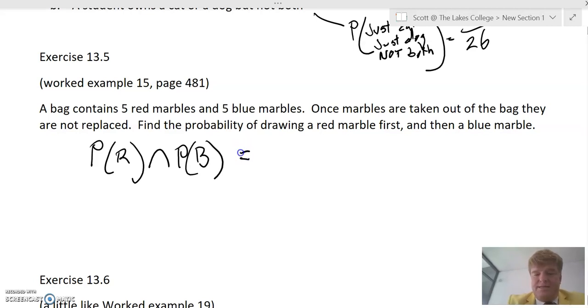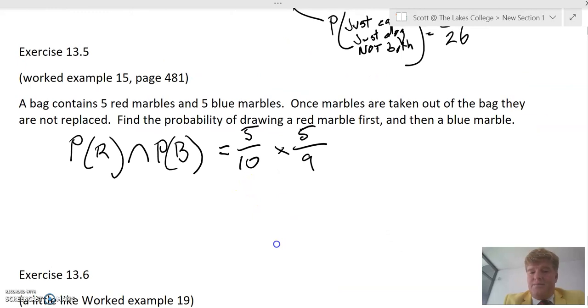So let's think about this probability of drawing the red out first. In a bag of 10 marbles, 5 are red. So it's going to be 5 divided by 10. That's the probability of drawing the red. Now, once that red marble's gone, there's still going to be the 5 blue, which we're thinking about the next time. However, there's only going to be 9 marbles left in the bag.